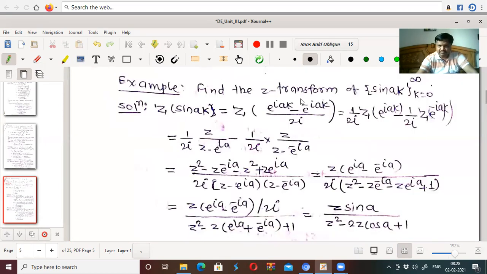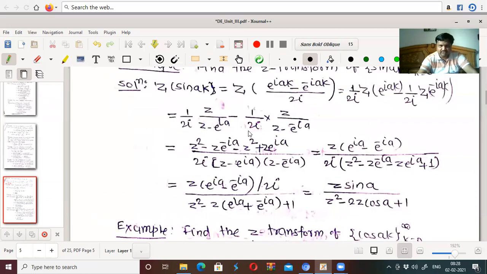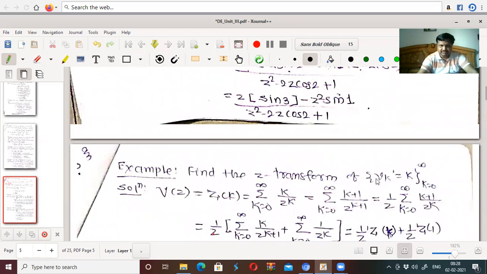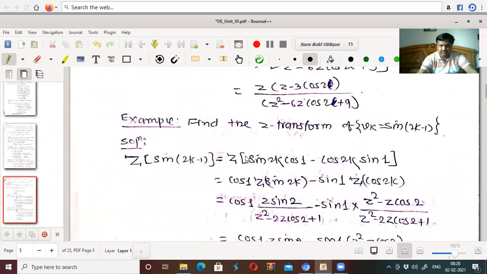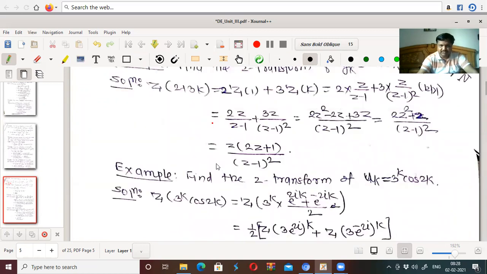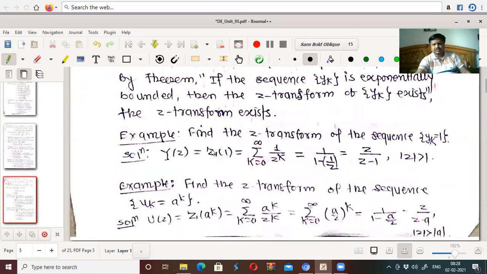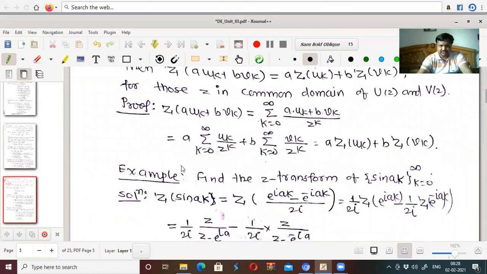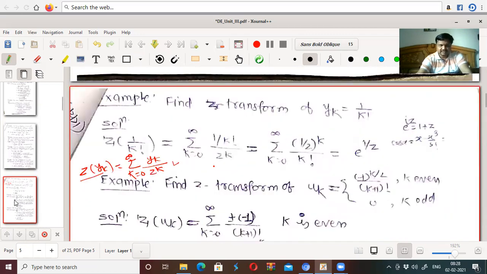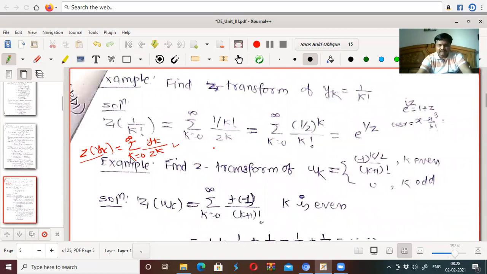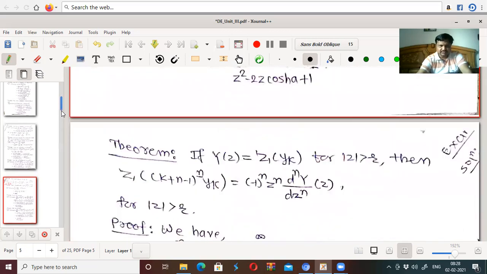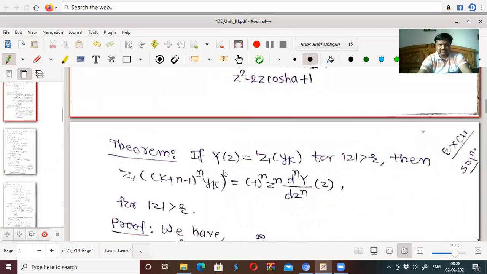There are some examples of that also. We have obtained the Z transform of sin ak, cos ak using the linearity property, then Z transform of vk equal to 1, sin 2k minus 1, 3 to the power k cos 2k, 2 plus 3k. So many examples. In all those examples, we have obtained the Z transform. Now, in this lecture, we will see some more properties of Z transform.